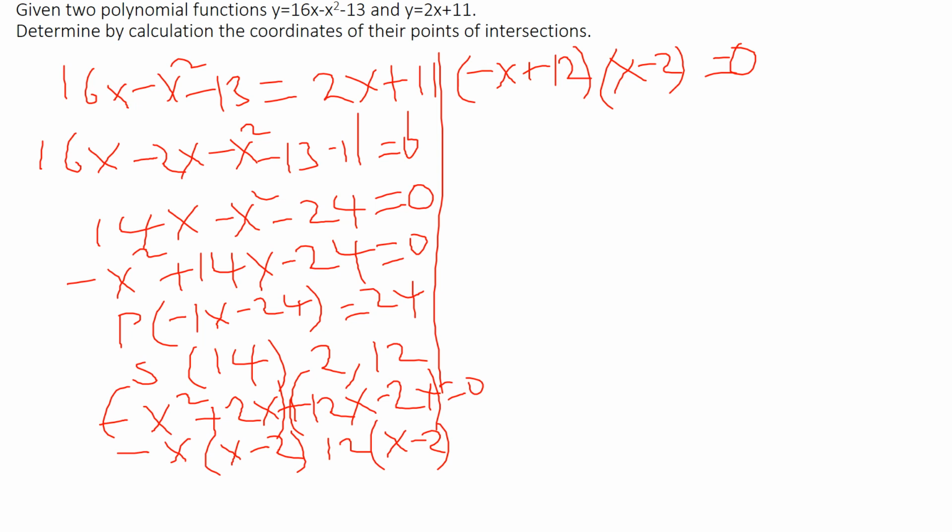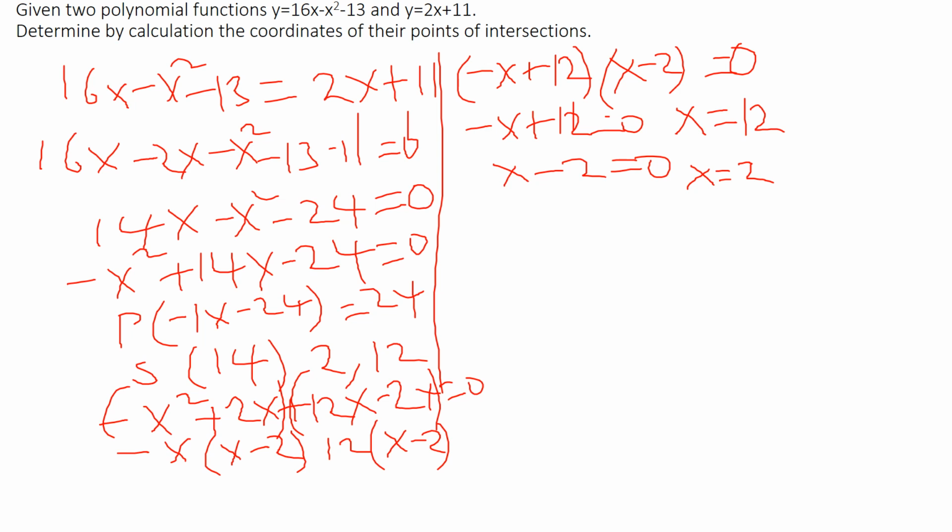So my first value of x will be: negative x plus 12 is equals to 0, and this one gives me the value of x being equivalent to positive 12, because if I pass positive 12 on the other side, it becomes a negative 12. Negative divided by a negative becomes a positive. And then the second one is x minus 2 is equals to 0, and this also, if I take 2 on the other side, my x becomes positive 2. So now I can use it to get the value of y using any of the equations.